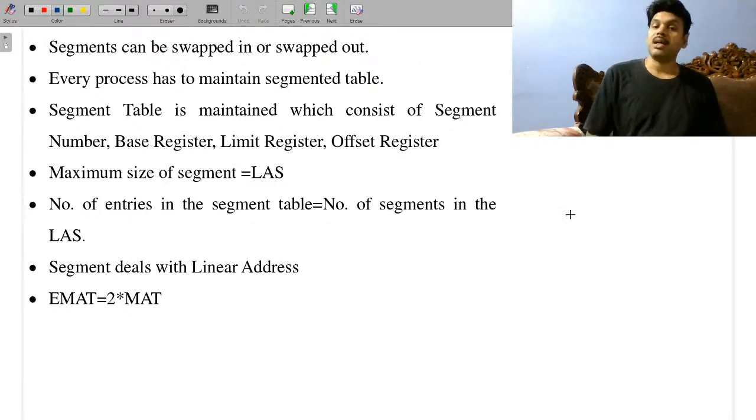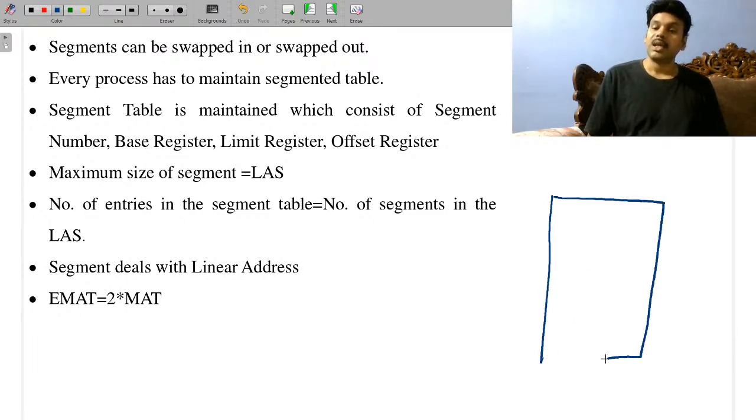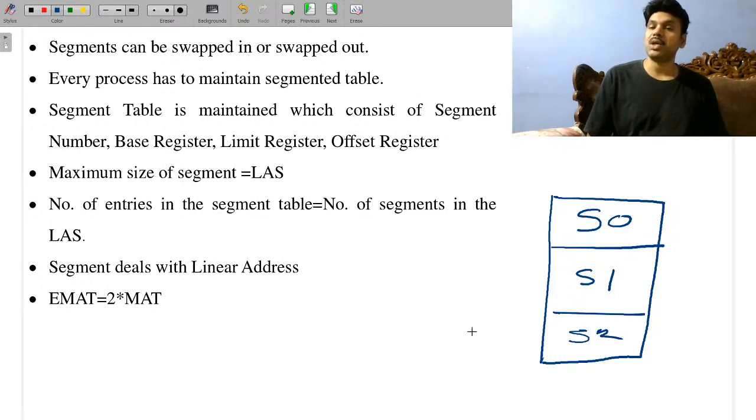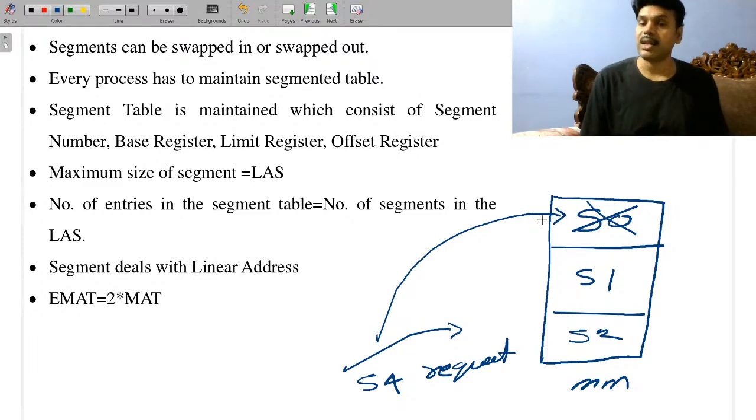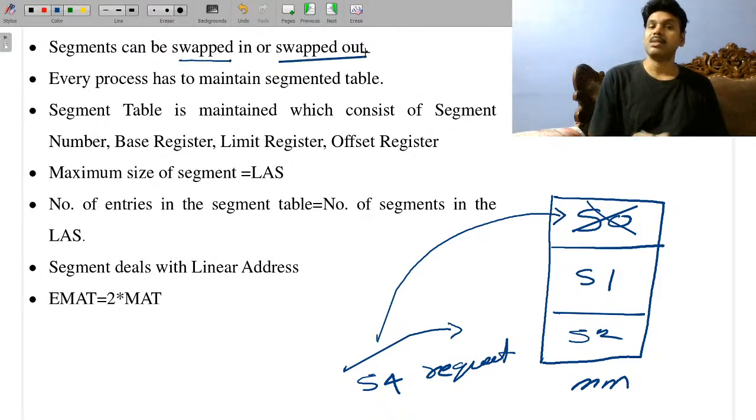And the next point is that segments can be swapped in and swapped out. That means, for example, say there is segment 0, segment 1 and segment 2, three segments loaded, and one more segment S4 is requesting, and there is no space in your main memory. When there is no space, I can remove one, and now you can place your segment number 4 as in our previous methodologies. So segments can be swapped in as well as swapped out, and every process maintains a segment table.